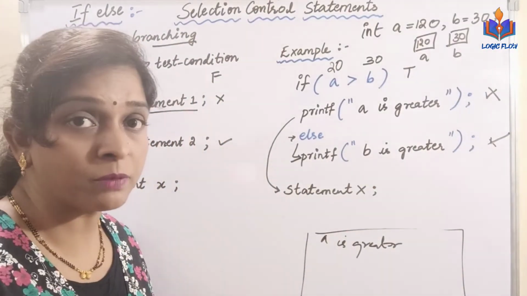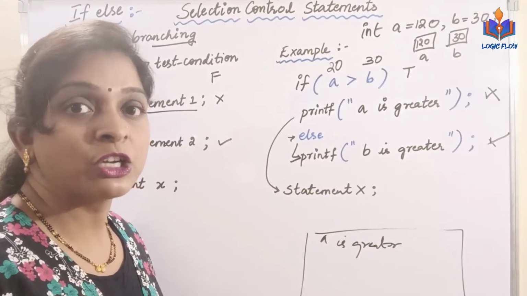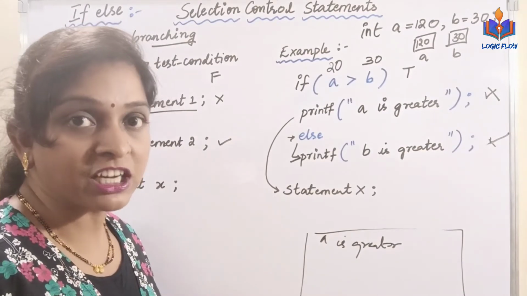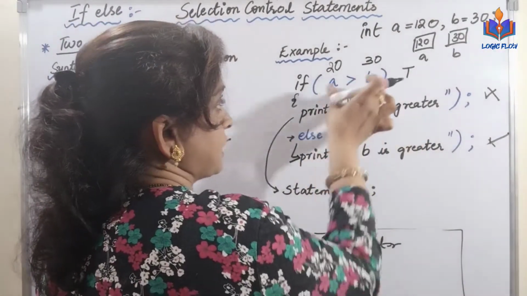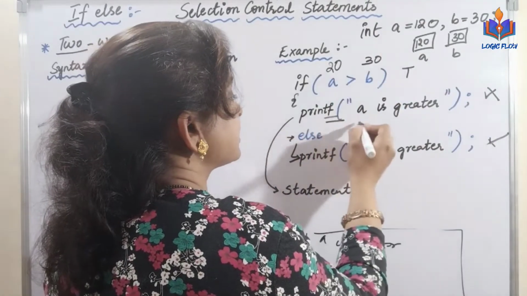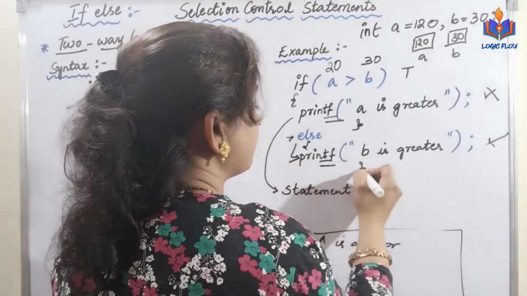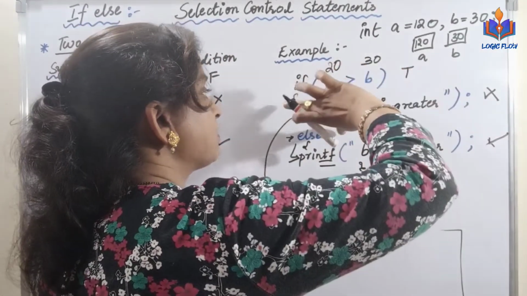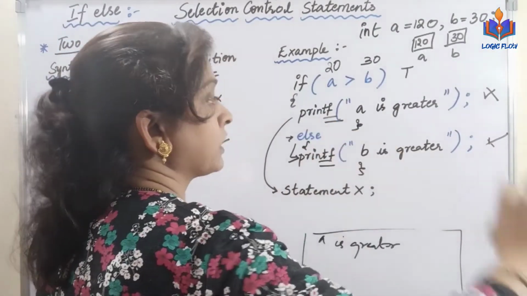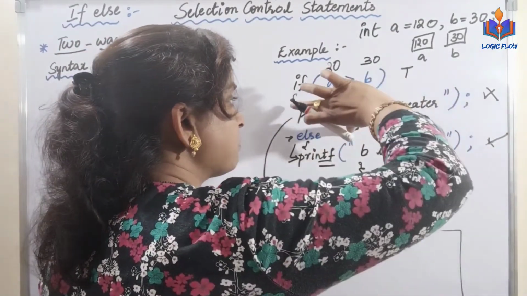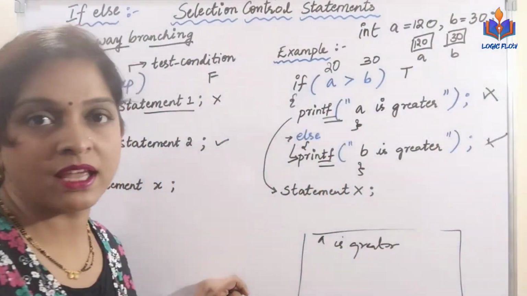And one thing you remember, if you have only one statement for execution, I need not use open and close braces. If there are multiple statements, then obviously we have to enclose them in braces. If true, execute this complete block. Else, execute this complete block. So if true, this block gets executed, control goes to statement X. This block gets skipped. If false, this block gets skipped, come to the else part, execute this block and then statement X.